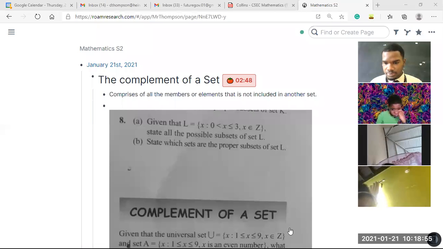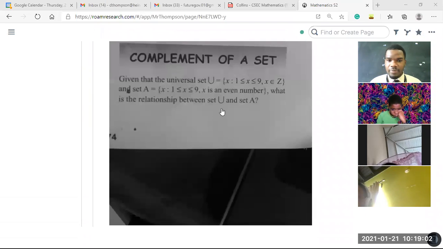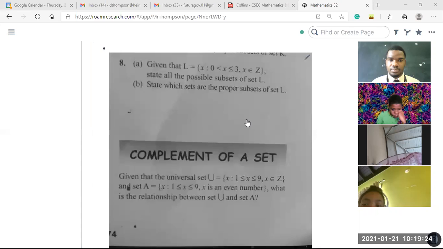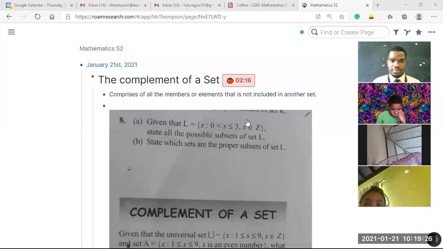So we have 2 minutes and 45 seconds left to explain complement. Let's write this example. Given that the universal set U is the set of X such that 1 is less than or equal to X. Sir, I'm not finished writing the definition yet. Okay, let me go back up. Thank you.